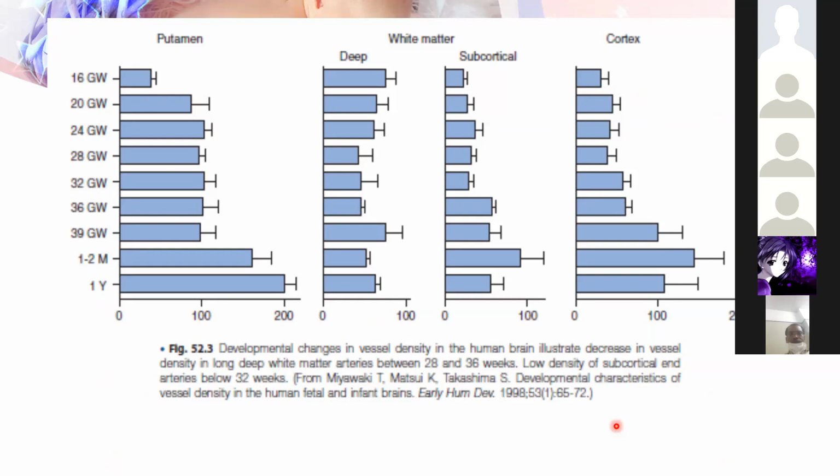Let's focus a little on the anatomic part of the lesions, and why they are predisposed to brain injury. If you look at the density of the vessels, this is the putamen, this is the cortex, and this is the white matter. Look at the density of the vessels in the preterm between 24 to 32 weeks. Compare and contrast the density of vessels in the white matter to that in the putamen, basal ganglia, or the cortex. The number of blood vessels, the amount of blood flow to the white matter is low. No doubt the white matter in the preterm is more predisposed to injury.